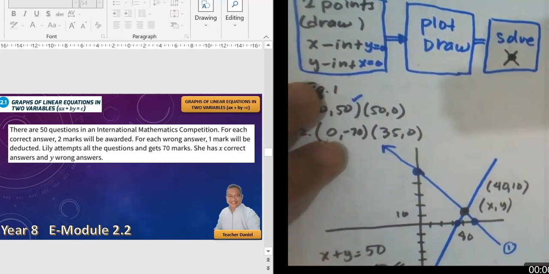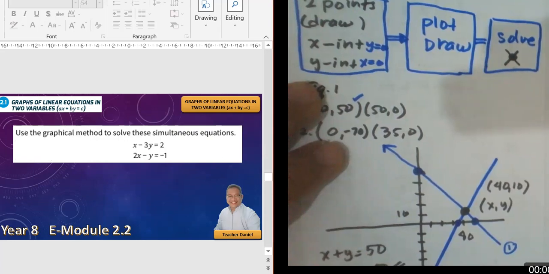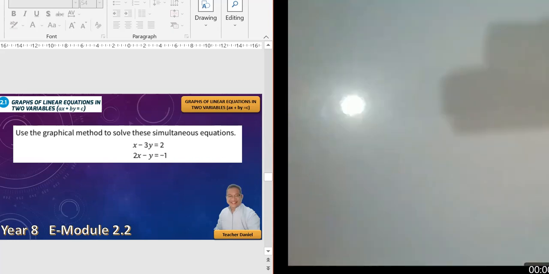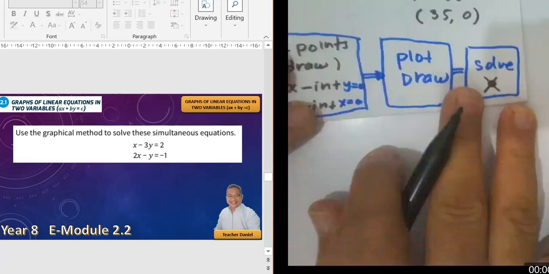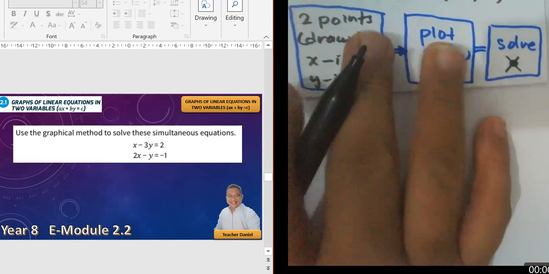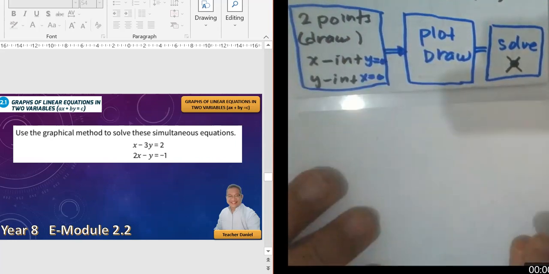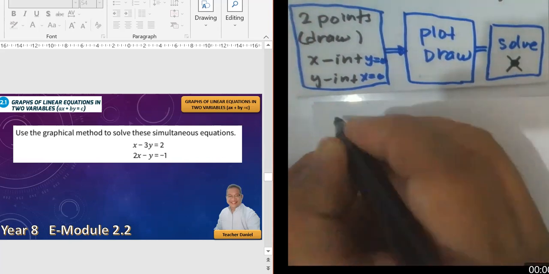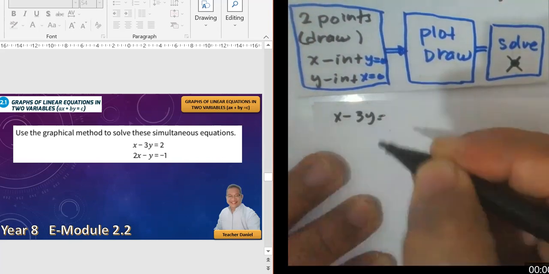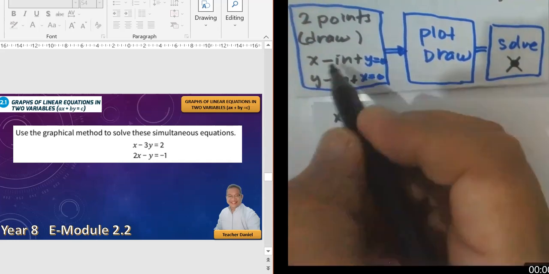So what I would like you to do is exactly the same thing if you're going to do this. Use the graphical method to solve this simultaneous equation. I'm going to show you one more way to do it so you don't get confused, and we will simply follow this one. You will follow this step. So again, you write down the equations. So you have x minus 3y is equal to 2.